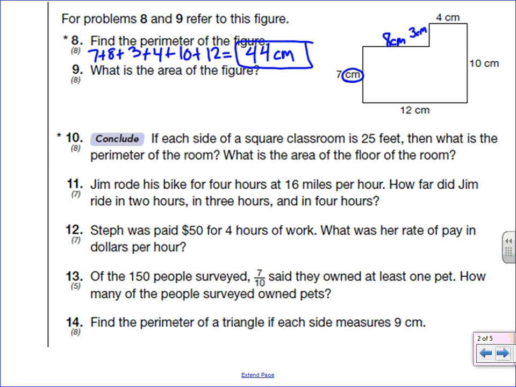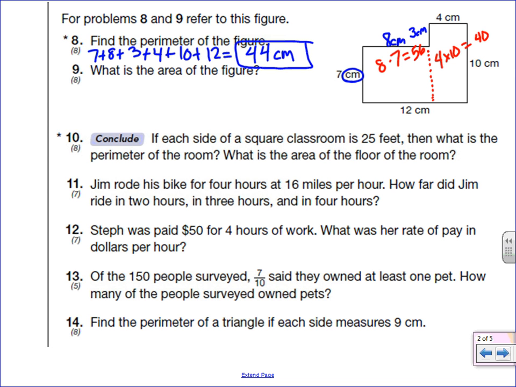Number 9 says, what is the area of the figure? Well, for area, we need to find rectangles, because that's what we know how to find the area of. So I'm going to have a rectangle that's 4 by 10. Well, 4 times 10 equals 40. And I'm going to have a rectangle that's 8 by 7. 8 times 7 equals 56.